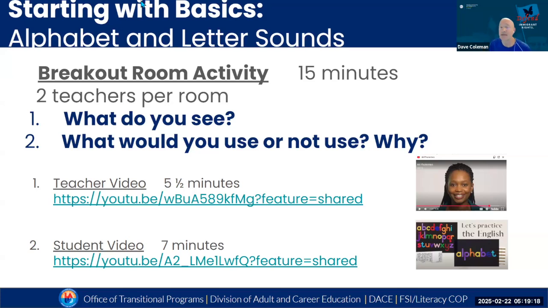And then you're going to have access to the student video and just start the first 2 or so minutes and see and talk about the questions on the screen. What do you see? And what would you use or not? How would you use this with your students to help them to see and hear the sounds of the letters?